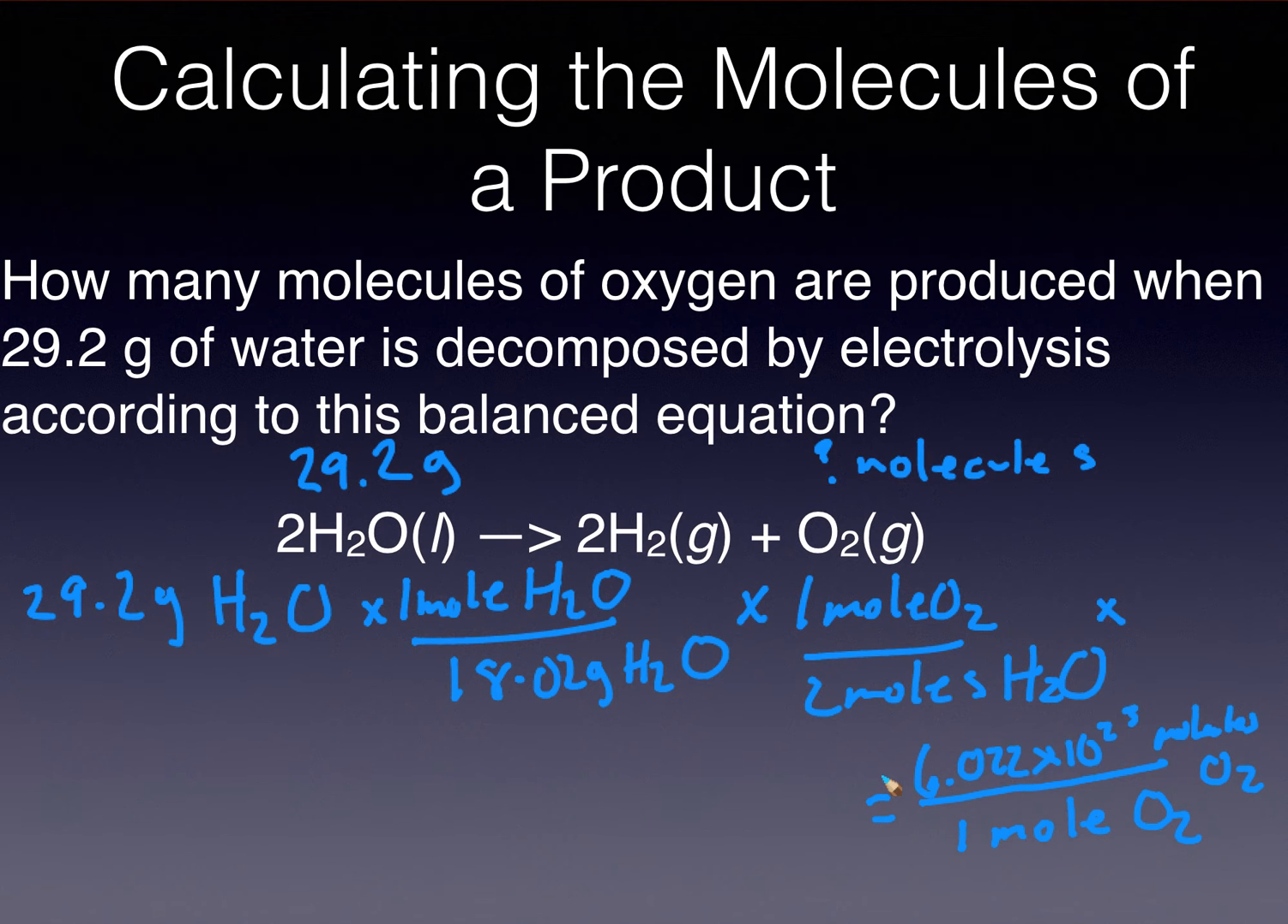So we plug this in our calculator. We have 29.2 divided by 18.02, hit equals, divided by 2 again, hit equals, and then times 6.022 times 10 to the 23rd. And we get around 4.88 times 10 to the 23rd molecules of O2. So that's using molecules. So anytime you see molecules, think of Avogadro's number.